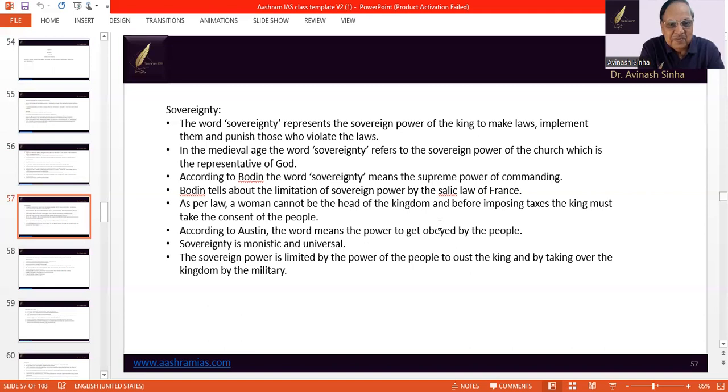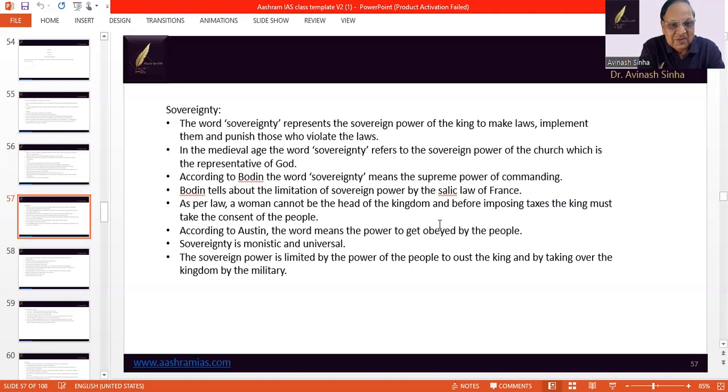According to Bodin, the word sovereignty means the supreme power of commanding. Bodin tells about the limitation of sovereign power by the Salic law of France. What are those Salic laws? The first law of Salic is that a woman cannot be the head of the kingdom, and second, before imposing taxes, the king must take the consent of the people.